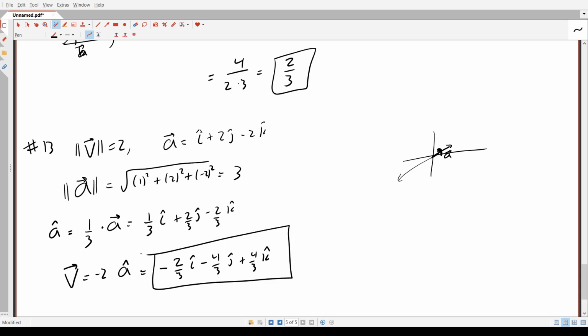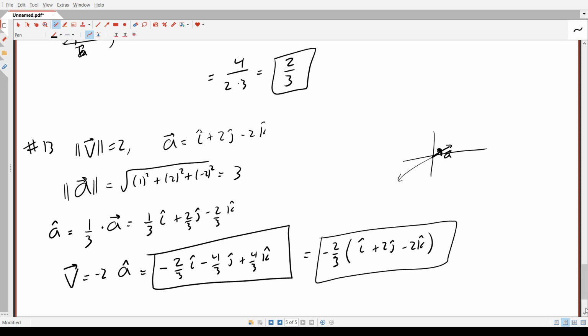So it looks like the answer choices were actually given in a factored form. So that's going to be, let's see, which one do I want to do? If I factor out the minus 2/3 times i hat plus 2j hat minus 2k hat. Right, because all I did was I divided by 1/3, and then I multiplied by -2. And that's my answer.